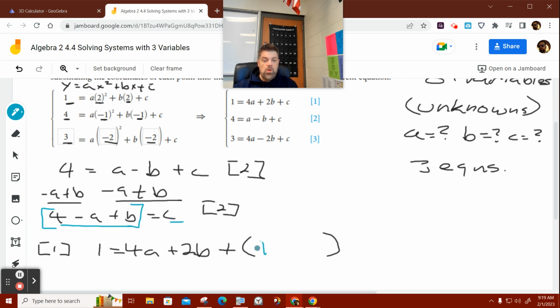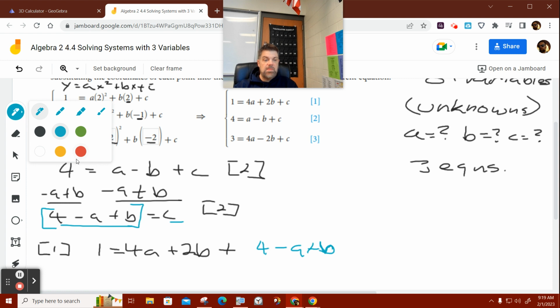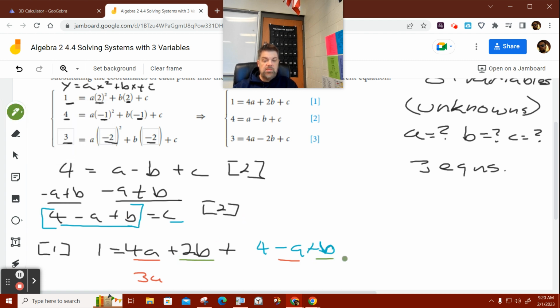So I'm going to say 4 minus A plus B. Now, truth be told, because it's a positive, I don't even really need the parentheses. I could just leave it written like this. That plus sign doesn't change anything. So now I have an equation with a bunch of A's and a bunch of B's. Let's combine like terms. So I have 4A here minus an A. That's 3A. I have positive 2B plus another B.